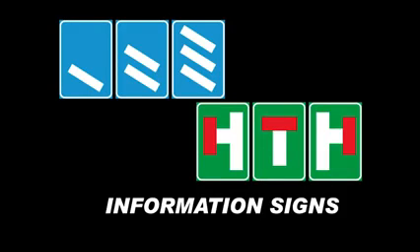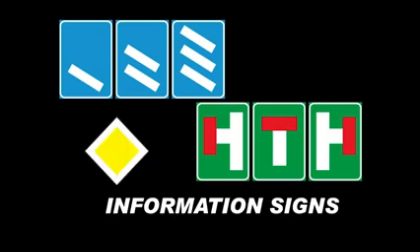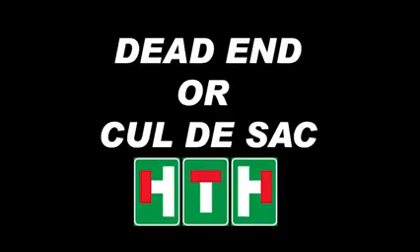Information signs. Information signs provide general information. They are generally rectangular in shape, with the exception of the priority sign, which is diamond-shaped. Example of an information sign: the dead end or cul-de-sac.